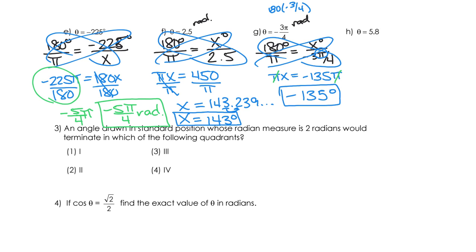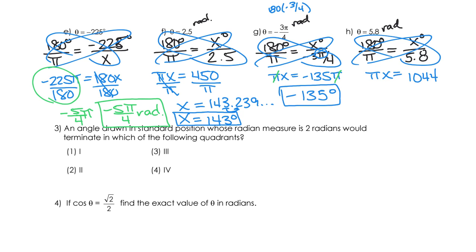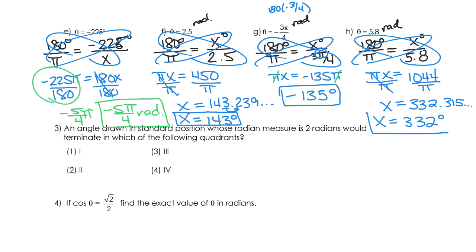Okay. And last one. There's no degree symbol, and so we're going to assume that this is in radians. So it's 180 degrees over pi radians equals x amount of degrees over 5.8 radians. Okay. If we cross multiply, we get pi x equal to 5.8 times 180 is 1,044. Okay. There's no pi to cancel on the one side, so we'll go ahead and divide by pi so that we end up with x equals 332.315... To the nearest degree would be 332 degrees.